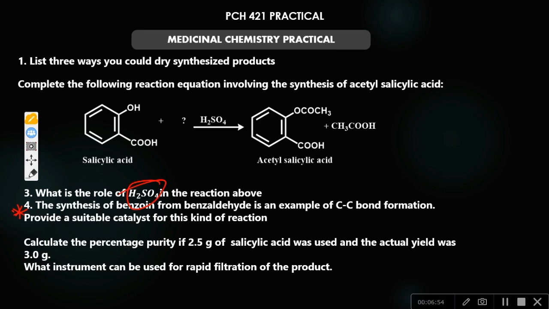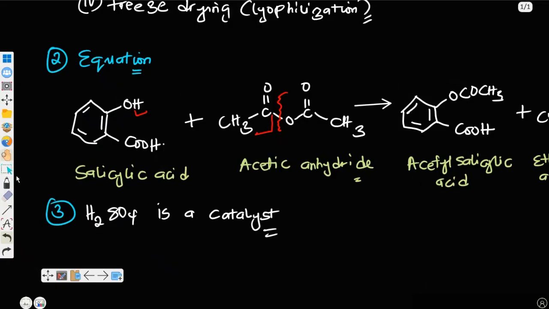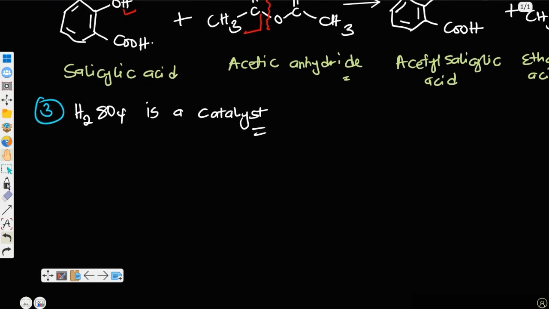However, since we already have it here, let me just answer it. The synthesis of benzoin from benzaldehyde is an example of carbon-carbon bond formation. Provide a suitable catalyst for this kind of reaction. Now, this reaction usually involves the use of the nitride. Alright? It usually involves the use of nitrides to catalyze this reaction.